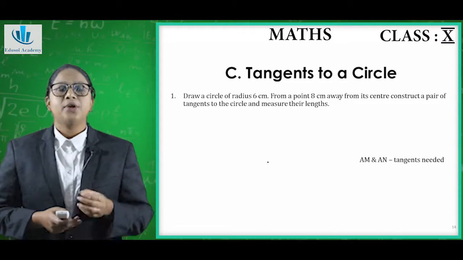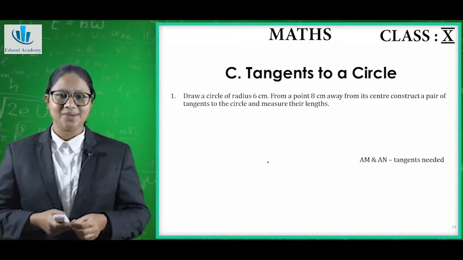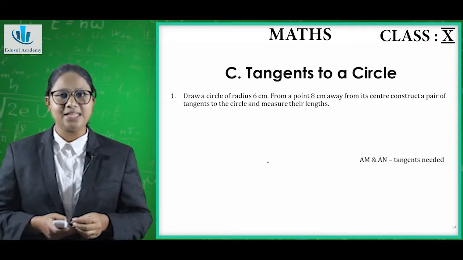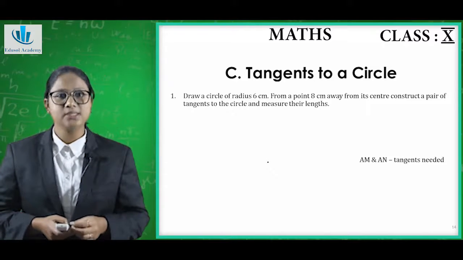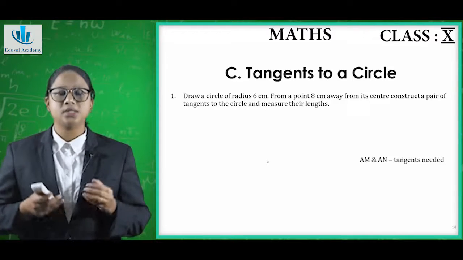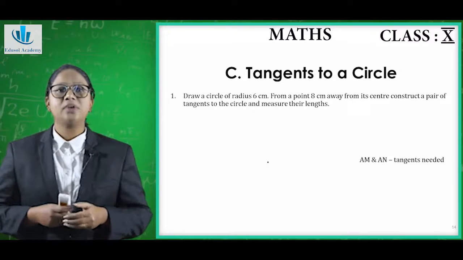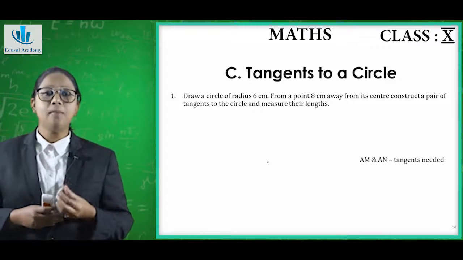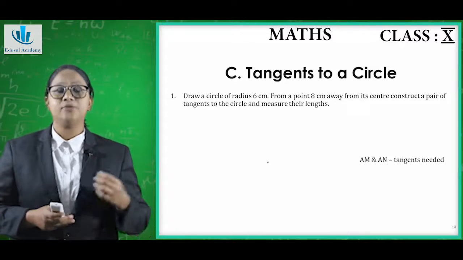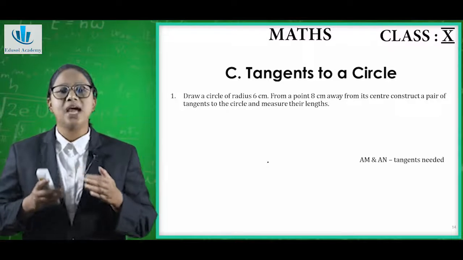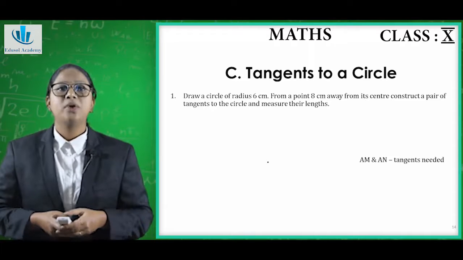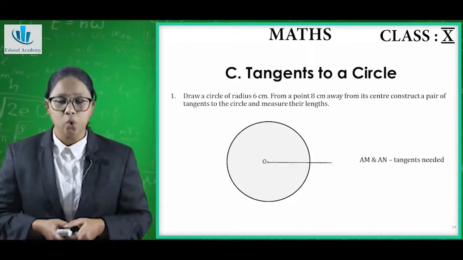So the question, draw a circle of radius 6 centimeter. From a point 8 centimeter away from its center, construct a pair of tangents to the circle and measure their lengths. So we are asked to draw a circle of radius 6 centimeter with say center O, and from O we have to take another point which is 8 centimeter away from the center. Then draw 2 tangents to the first circle. So we shall begin with a circle with radius 6 centimeter and center O.